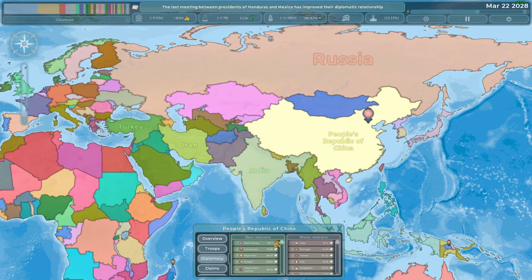Democracy shows everyone you're allied to, which is above 75. It shows everyone you're at war with, below 25. It shows who's closest to at war with you, worst relations, and who's closest to being your ally, best relations.